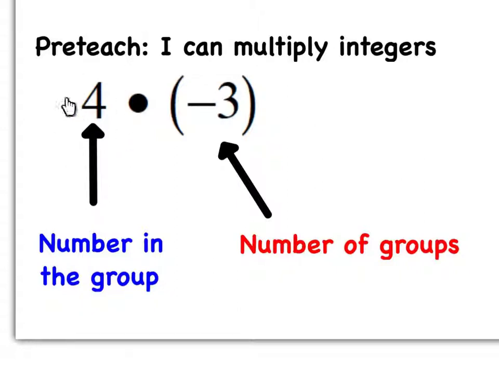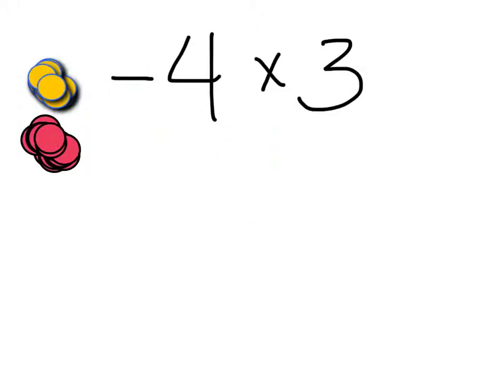First, I'm going to have the number in each group. So for example, in this there's going to be 4 in each group, and the second is going to be the number of groups total. So let's look at this, almost like the opposite of what we just looked at, but -4 multiplied by 3. So of course we need our negative counters. This says we're going to need -4 counters. Oops. So I'm going to go ahead and bring those over.